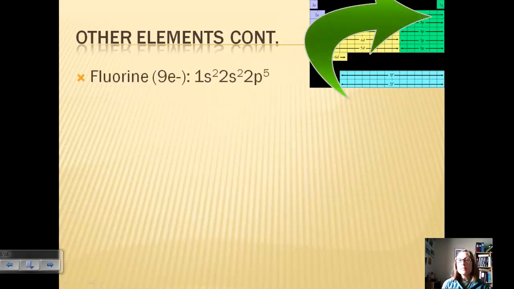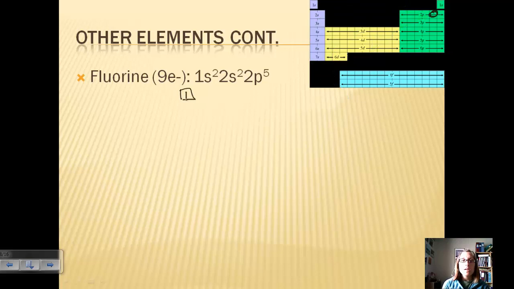Okay, so fluorine is located here. Now I've got 1s2, 2s2, 2p5. So here's my 1s, 2s, okay, 2p5. I've got 1, 2, 3, 4, 5.